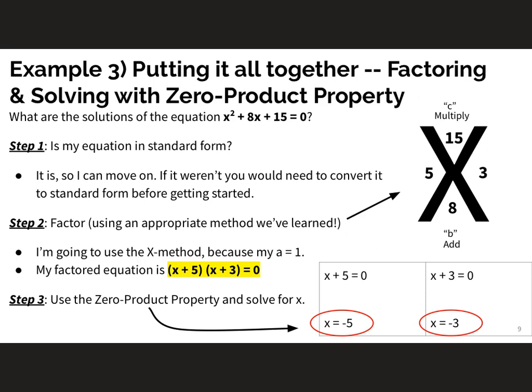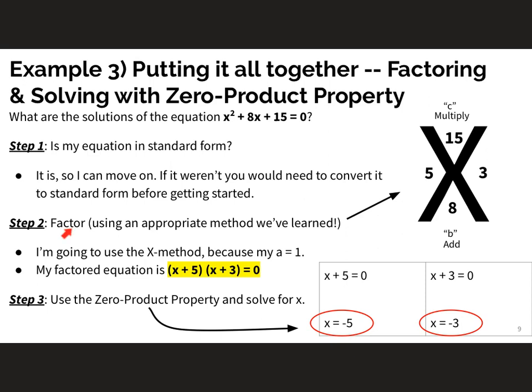Before you can even start factoring, you want to first make sure that your equation is in standard form. When I look at this, I see that my x squared term is first, my x term is second, my constant term is last, and then my whole equation is equal to 0. So that's exactly what I'm looking for. It's in standard form, so I can move on. If it weren't in standard form, you would need to convert it to standard form before getting started, and you can look back to example 1 where we did convert equations into standard form.